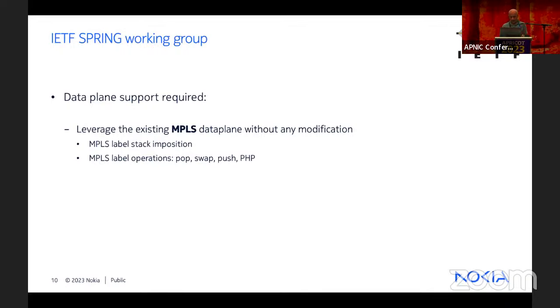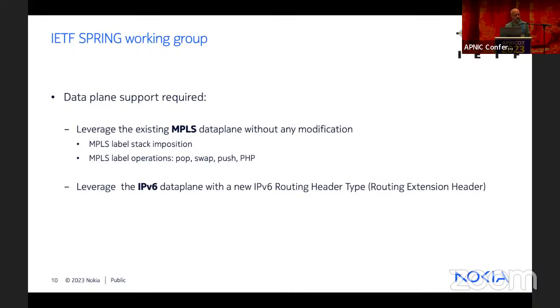So that was one. The second one was to leverage the IPv6 data plane. Now, this is the whole concept of SRv6, which I'm sure a lot of you have heard of as well. Now, unlike MPLS, the forwarding plane for SRv6 is actually quite disruptive. To support SRv6, we had to develop a completely new routing extension header. We call it the SRH, right? Which is a segment routing header. It's an extension header for IPv6.